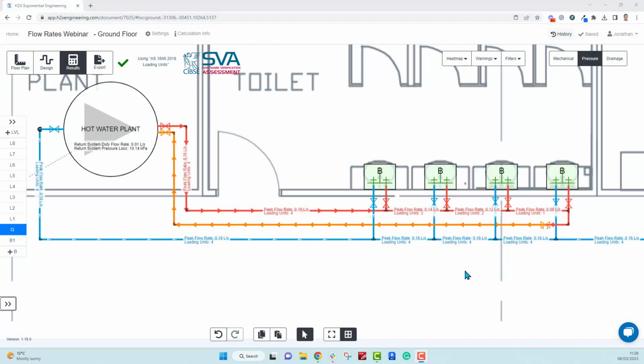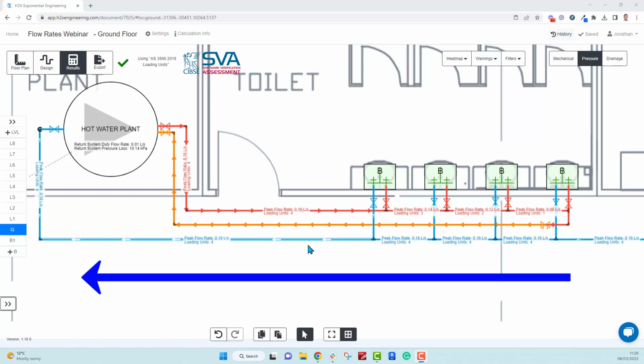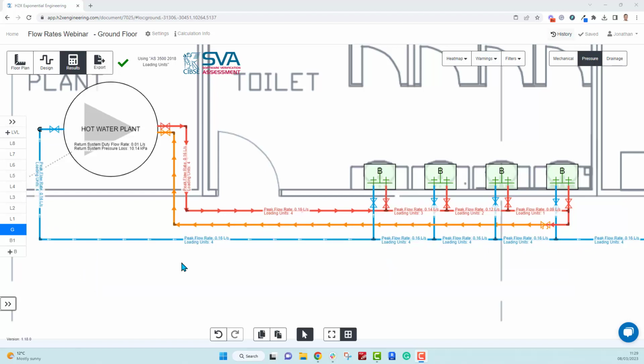Let's look at a little bit more complicated project here, where we have hot and cold water pipes supplying the same fixtures. So the cold water comes in from the right to the left here, as we can see with the arrows. It supplies the basins, but it also supplies the hot water plant, which will supply the basins with the hot water.